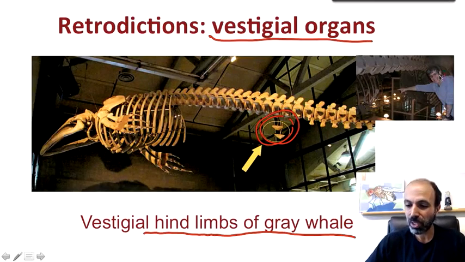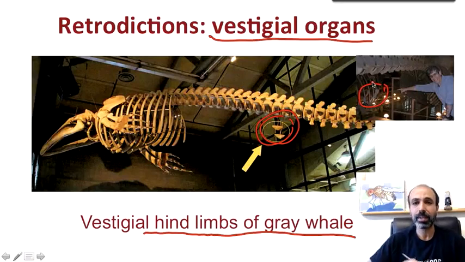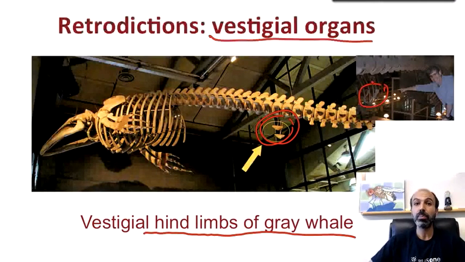Here, by the way, is a picture of Jerry Coyne pointing at the hind limbs at a museum in Harvard. By the way, I should point out a lot of the examples I'm giving here are taken from a presentation by Jerry Coyne and are discussed in his book, Why Evolution is True.